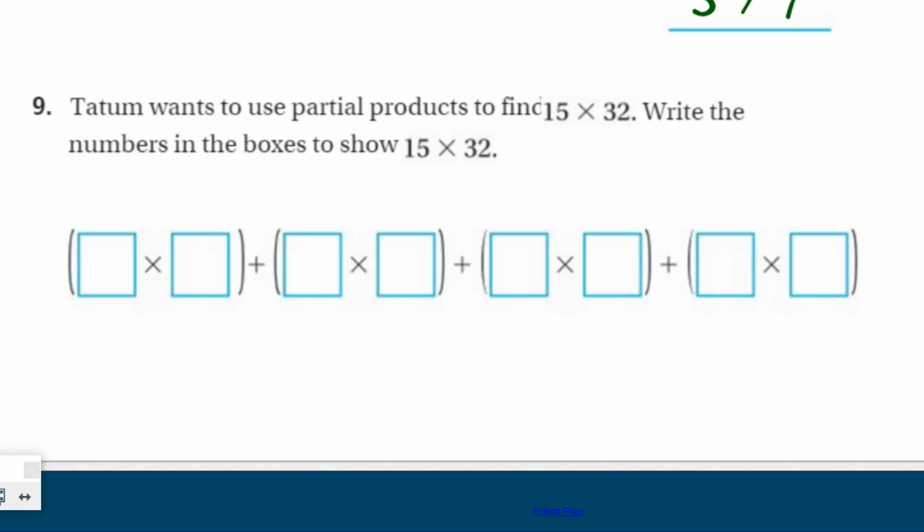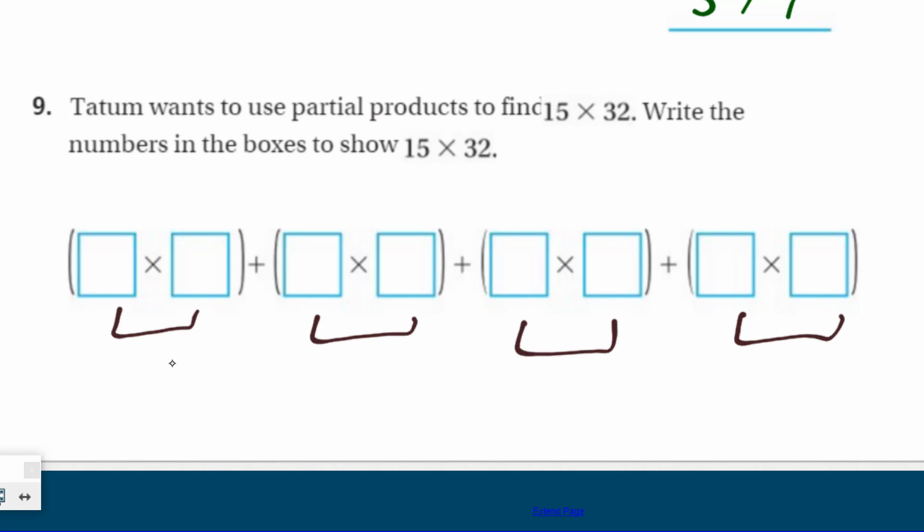It says Tatum wants to use partial products to find 15 times 32. Write the numbers in the boxes to show 15 times 32. I might be able to do that. Let's get started. Looking at this, I can see where some people will be kind of confused. I have 2 factors that need to be in these parentheses here, plus 2 more factors in another set of parentheses, plus 2 more factors in parentheses, plus, oh my goodness.